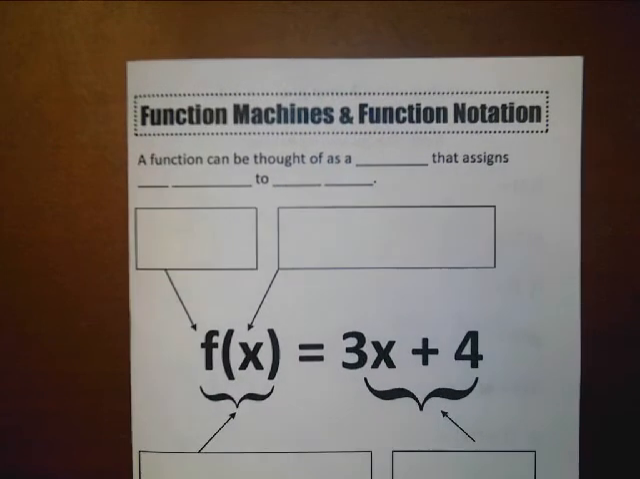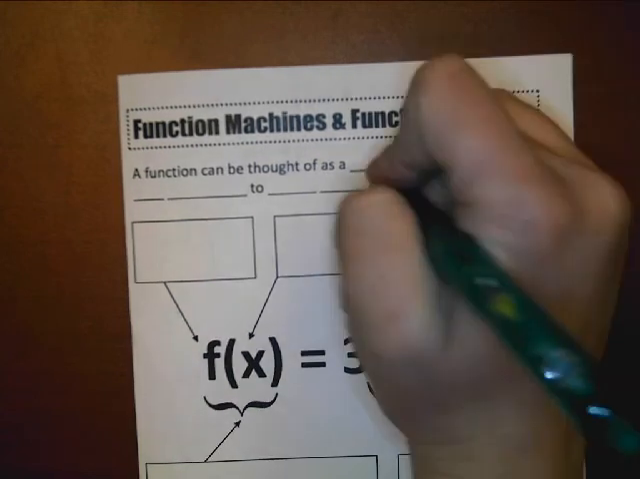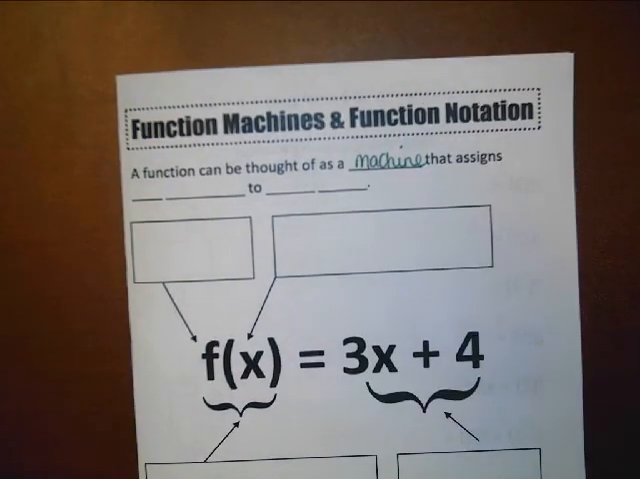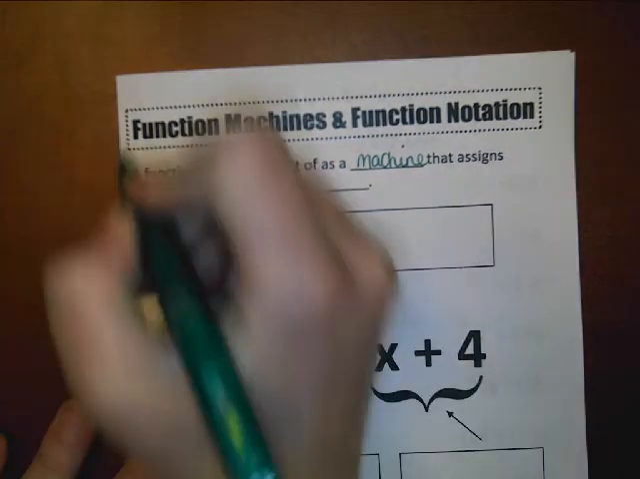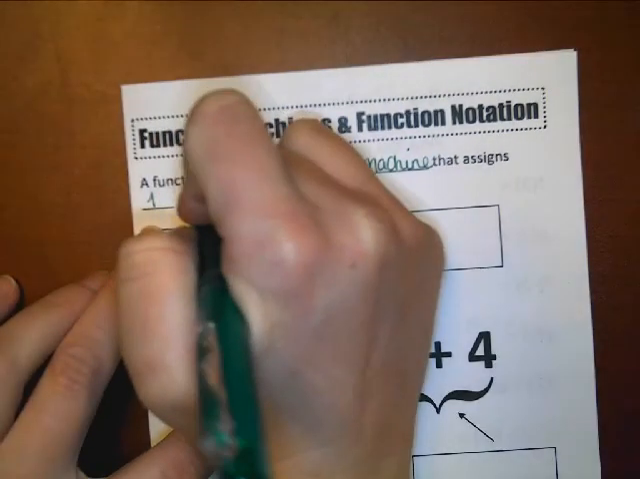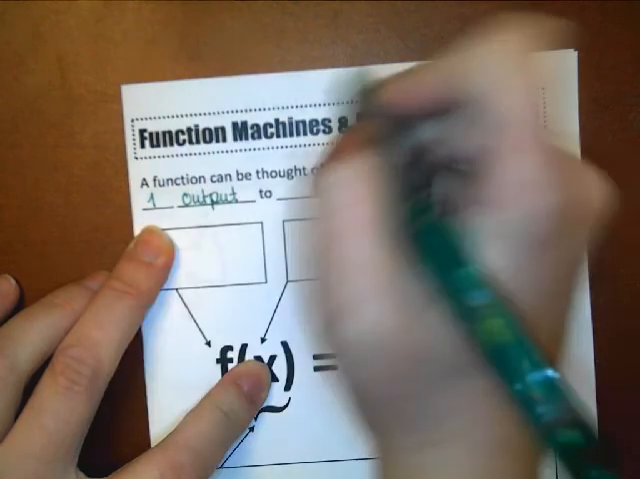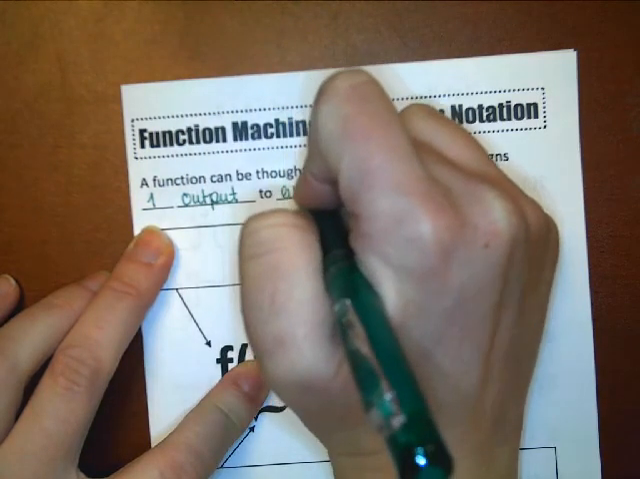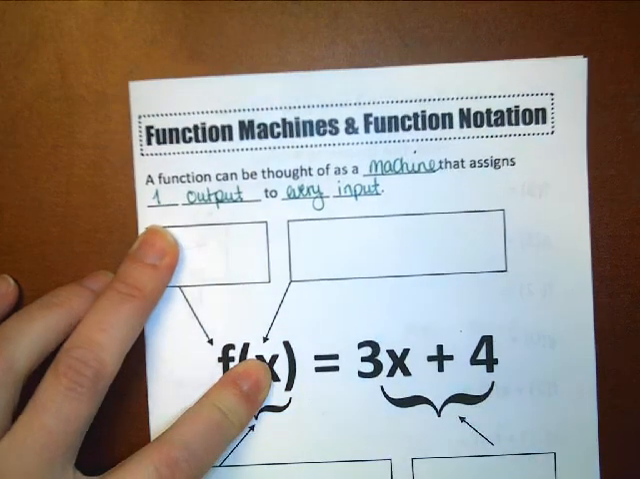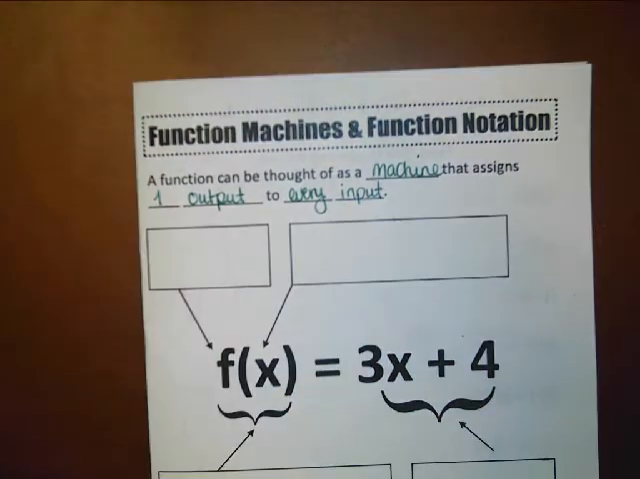So, function machines and function notation. A function can be thought of as a machine that assigns one output to every input.